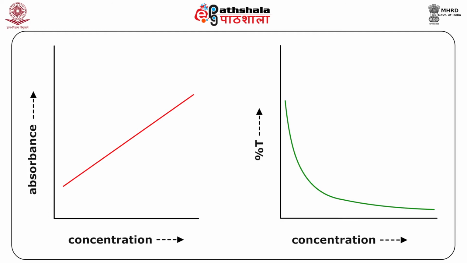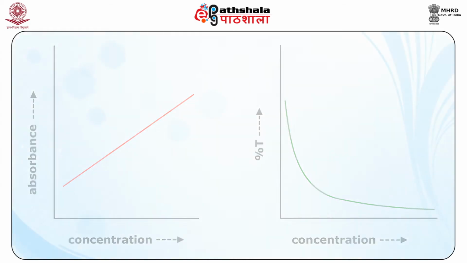On plotting absorption versus concentration, a straight line is obtained since absorption is negative log of transmittance. The graph of percentage transmittance versus concentration is an exponential decay. This has been represented in the figure where absorption versus concentration graphs for the Beer's law have been shown.